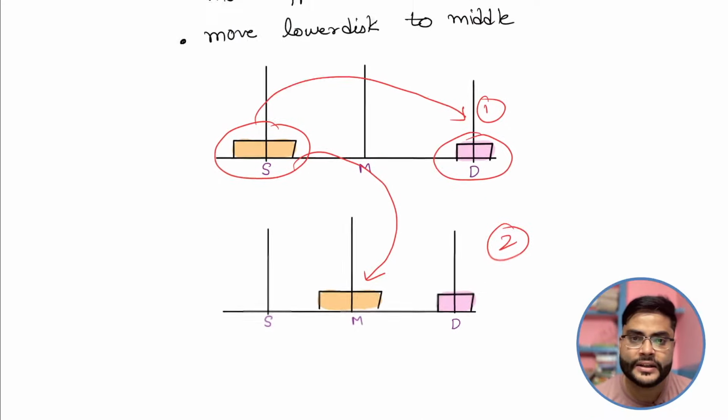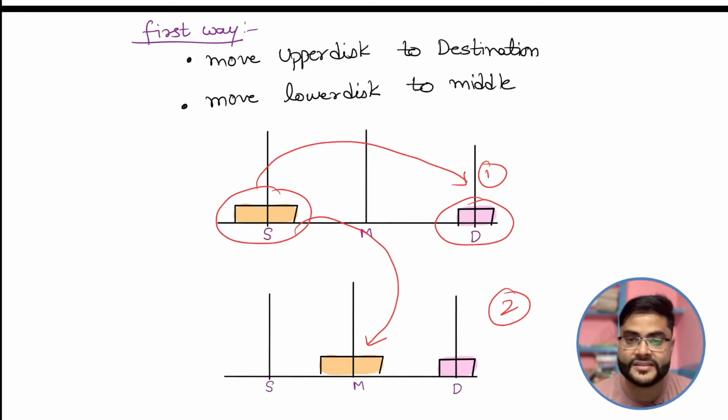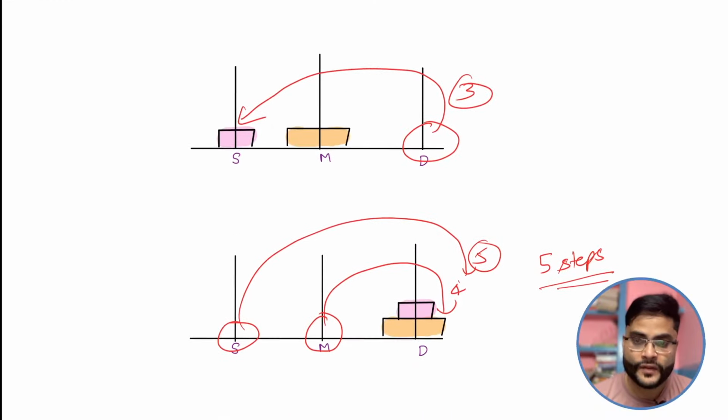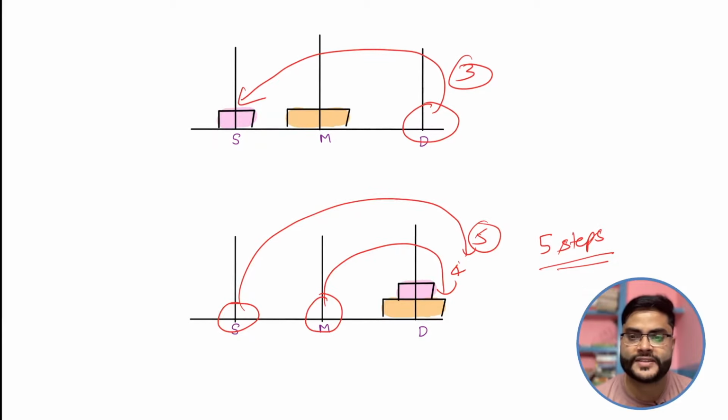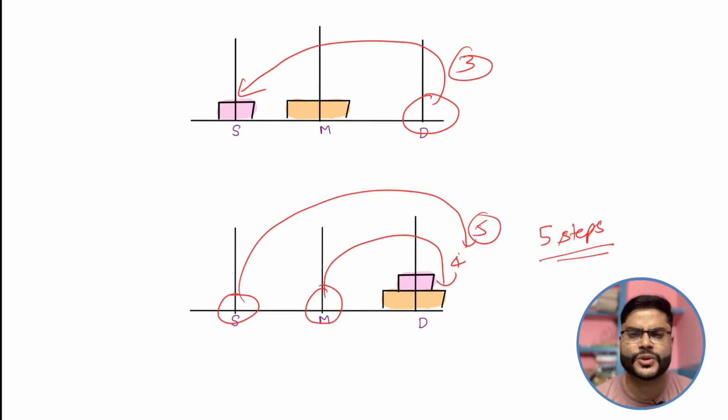How did we start? We started by putting our lightest disk on the destination, then we moved our second disk to the middle, then we moved our lightest disk from the destination to the source, and then we moved our heaviest disk to the destination, and then the source disk to the destination. Okay, so it took 5 steps. I hope you understood it.